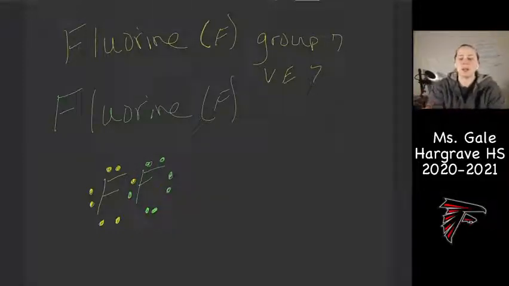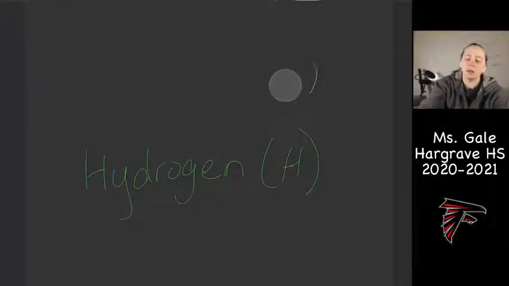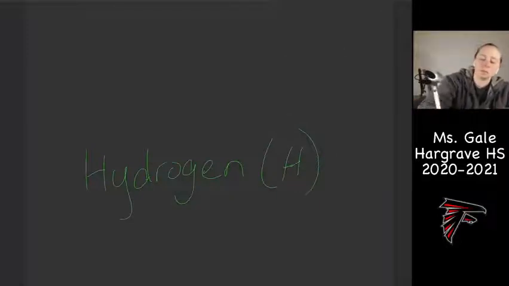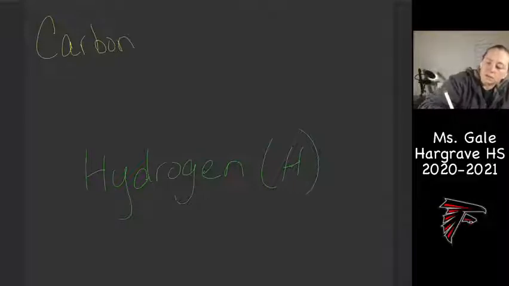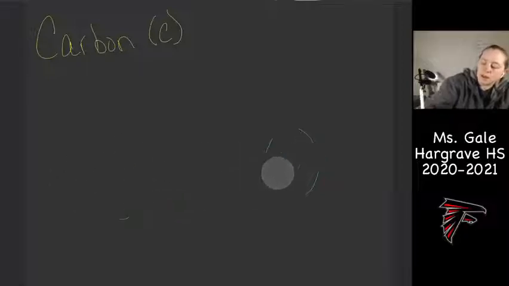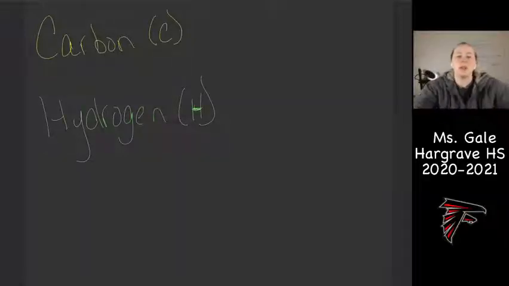Fluorine was pretty easy. Let's go and do our last one, carbon and hydrogen. I'm going to rewrite it. Go look up carbon on your periodic table, find out what group he is in, and then find out how many valence electrons he has. And then do the same thing for hydrogen. So hydrogen is just H, carbon is C.